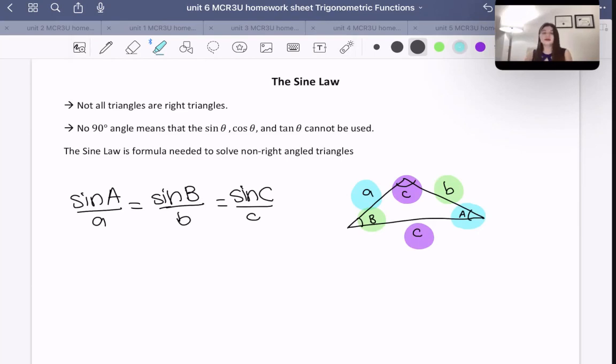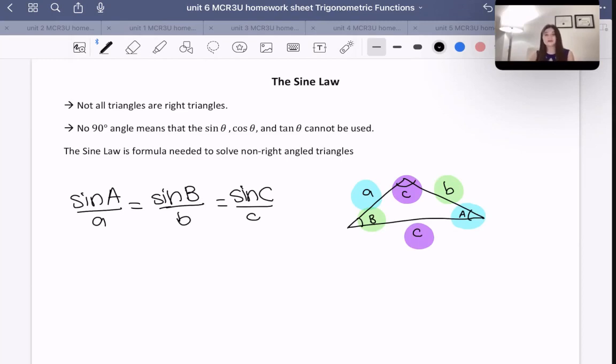So, in English terms, what this law says is that the sine of an angle over its side is equal to the sine of another angle in the same triangle over that side. As you can imagine, if we know any one side-angle pairing, for example angle B and side B, and we know one of the other ones, then we only have one unknown and we can solve for something new.